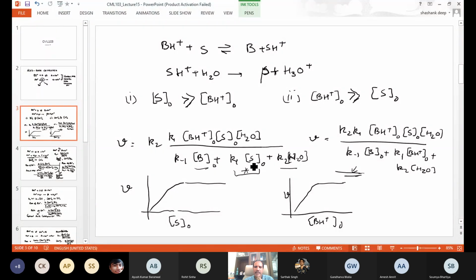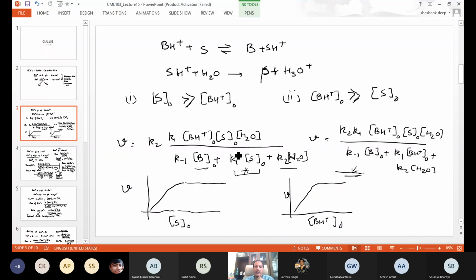Then only can we neglect this, am I right? Yes, sir. So we are talking about concentration of substrate in the range where K1 S naught is negligible in comparison to these two terms. Is this okay? Yes. Okay.